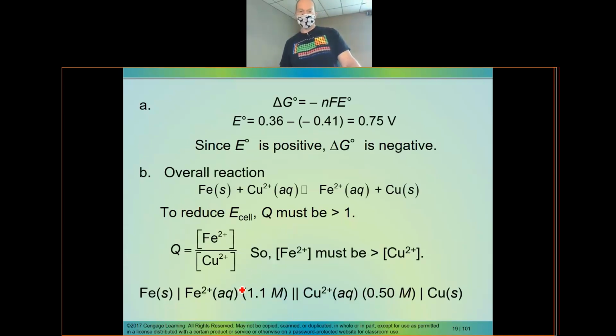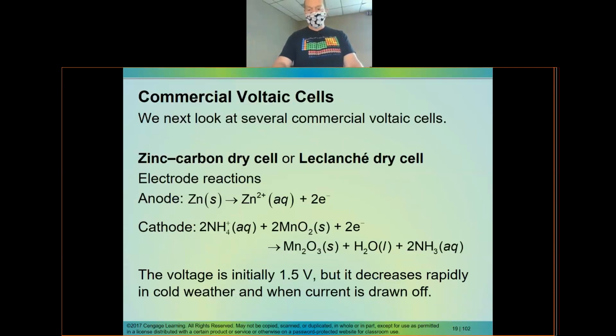So here they pick a higher number and they use 1.1, and for the lower number they use 0.5. Well, that's what I picked too. So then that Q value, products over reactants, would have been a 2.2. Any Q value that's greater than 1 is going to give you a decrease in your E cell.